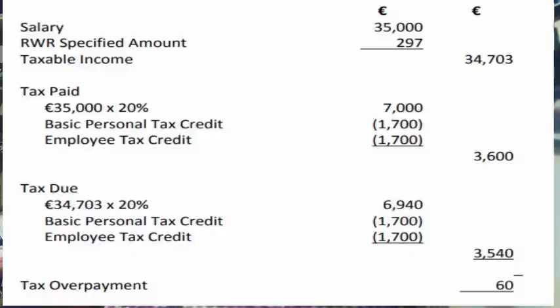Salary of €35,000, remote working relief specified amount €297, taxable income of €34,703. Tax paid: 35,000 multiplied by 20% is €7,000, basic personal tax credit €1,700, employee tax credit €1,700, total tax credit €3,600. Tax due is €34,703 at 20%, which is €6,940, a basic personal tax credit of €1,700, employee tax credit of €1,700, giving a total of €3,540, and the total overpayment amounts to €60.